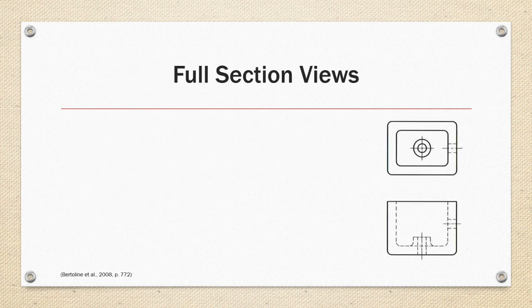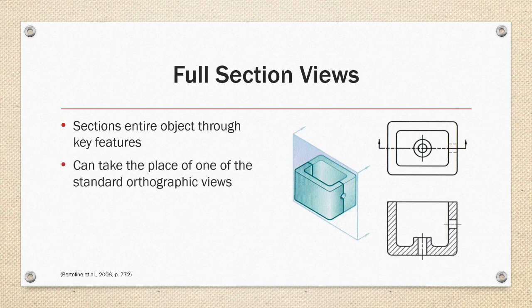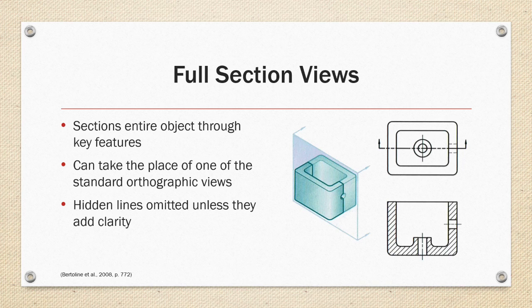Full section views section the entire object and should section major interior features. Like the example on the right, the cutting line for the section view is shown in the top view and cuts through the center of a pocket with two cylindrical features that occur in the front view as hidden lines. The section view can take the place of the standard orthographic front view, and hidden lines are omitted unless they are needed for clarification of a hidden feature.